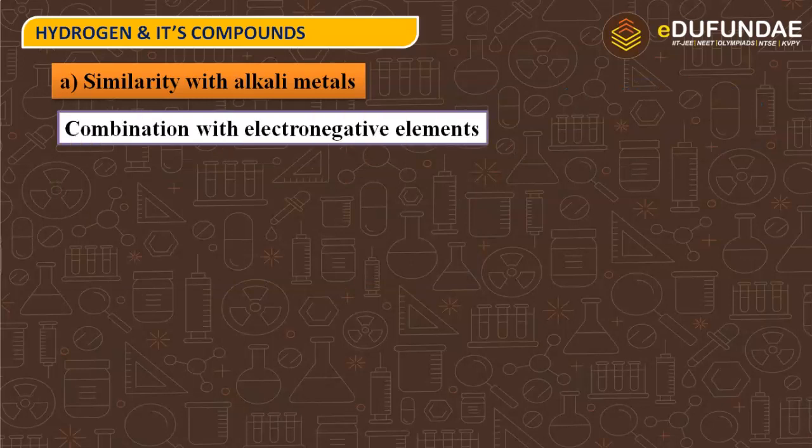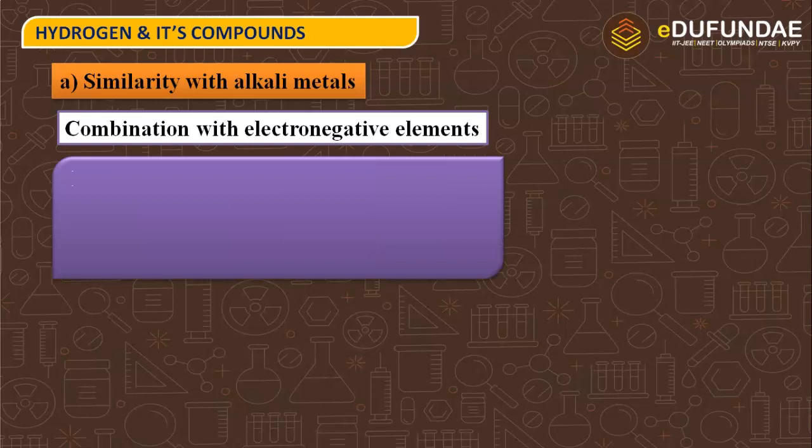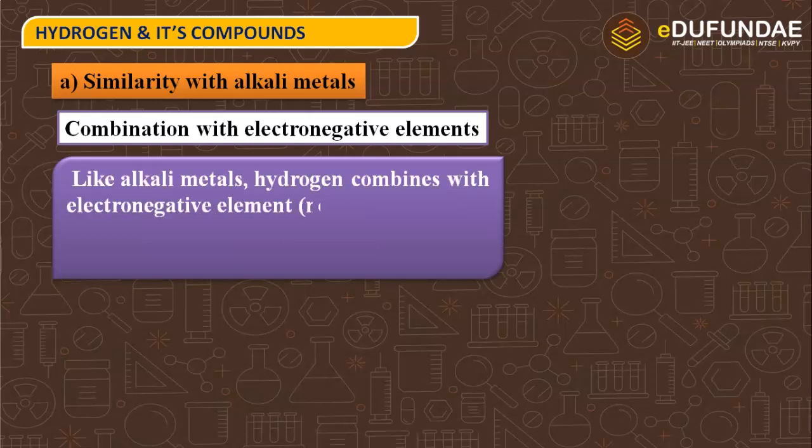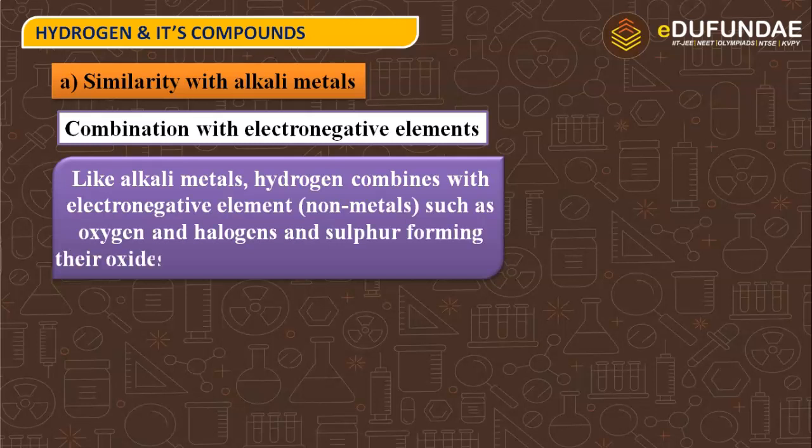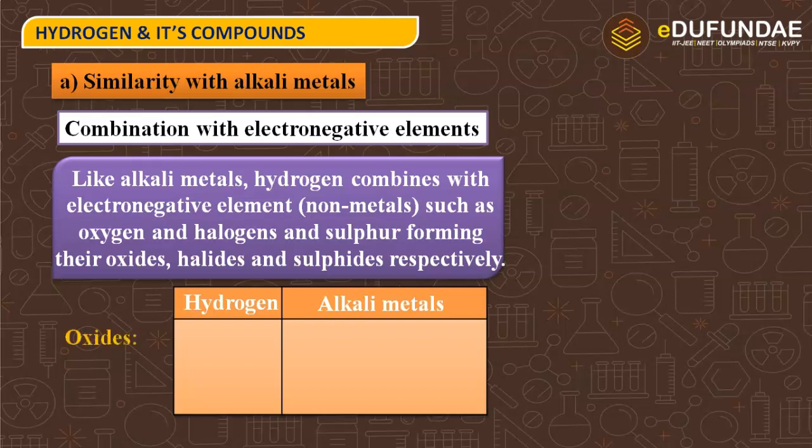Next is combination with electronegative elements. Like alkali metals, hydrogen combines with electronegative elements. And what are electronegative elements? Which can gain the electron, and such elements are non-metals such as oxygen, halogens and sulfur, forming their oxides, halides and sulfides respectively. For example, hydrogen forms oxides as water. हाइड्रोजन का बहुत फेमस ऑक्साइड है, that is water. And alkali metals form oxides, this is sodium oxide, potassium oxide, etc.